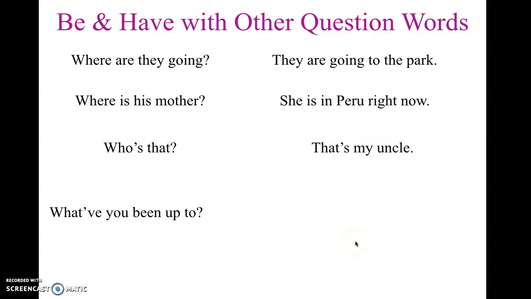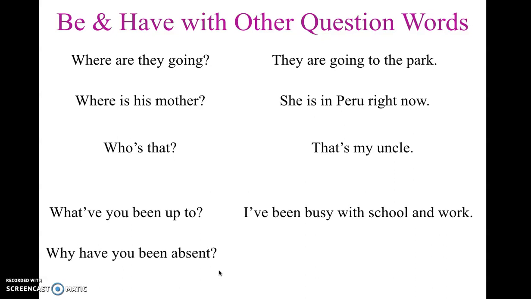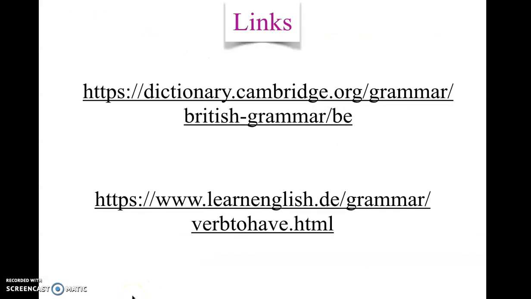Now for have, we don't use have with the other question words a lot, right? Typically they're have been. So what have you been up to? I've been busy with school and work. Why have you been absent? I've been ill the past few weeks. Have with the been form of the be verb is probably the most popular use for have with other question words.